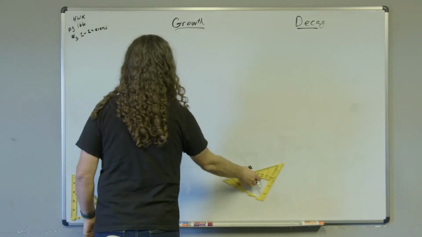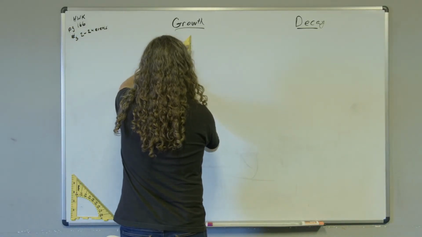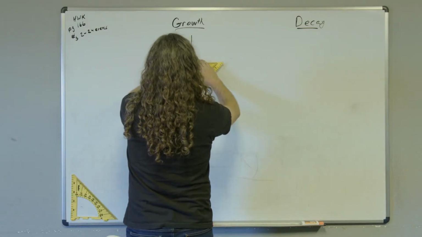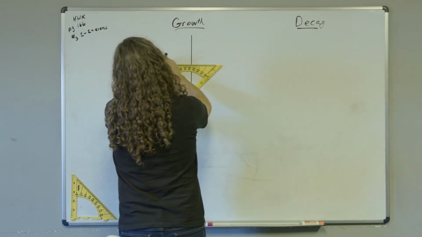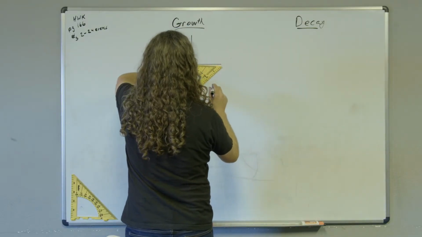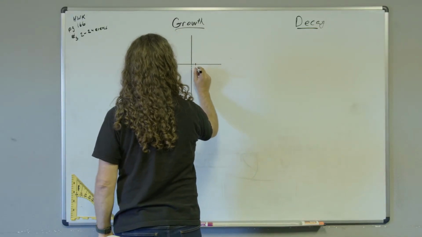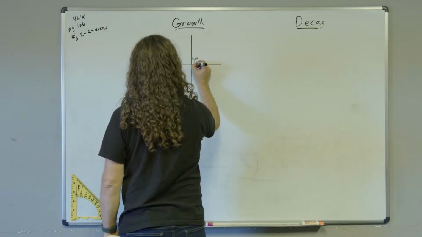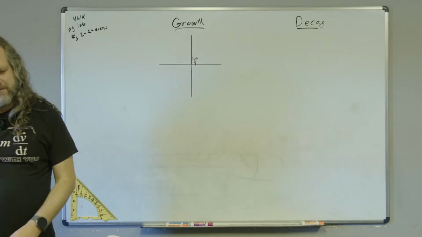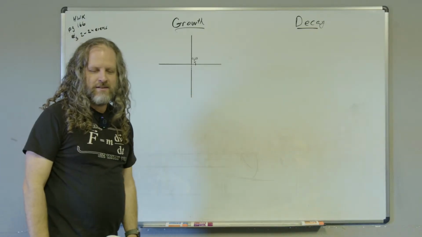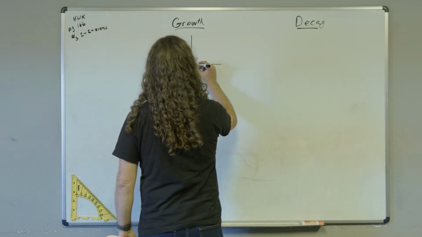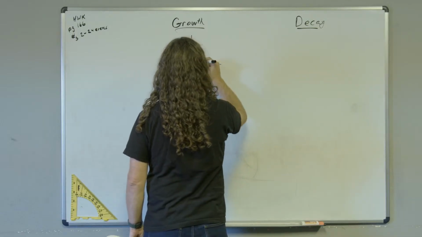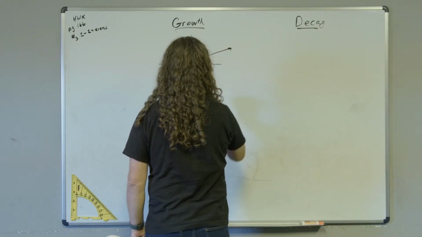Logarithmic growth function. It is the inverse of the exponential growth function. Surprise, surprise. Instead of going through 0, 1, it goes through 1, 0. Easy peasy. It goes through there, and it has a vertical asymptote at x equals 0, and it looks like that.